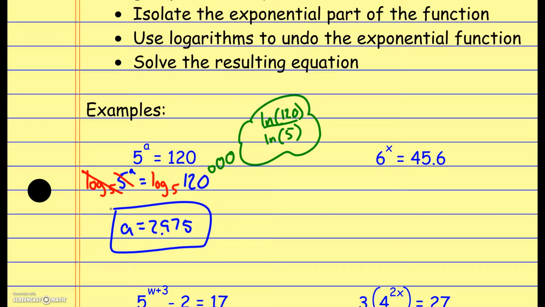If I take a look at the next one, again, if I want to undo 6 raised to a power, I'm going to do log base 6 of each side. So let me rewrite this to give myself a little bit of space in front of that 45.6. To undo 6 raised to a power, do log base 6 of each side.